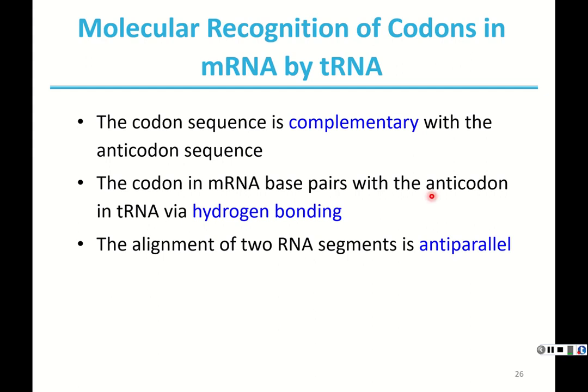So the codon sequence is complementary with the anticodon sequence. The anticodon sequence is the sequence that is contained within the transfer RNA. The codon is in the messenger RNA, and it's going to base pair with the anticodon, which is in the transfer RNA. And it does that via those hydrogen bonding interactions that we've seen before in Watson-Crick base pairing in DNA. The alignment of the two RNA segments is again anti-parallel.